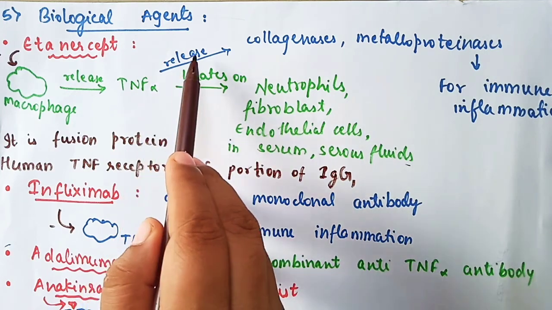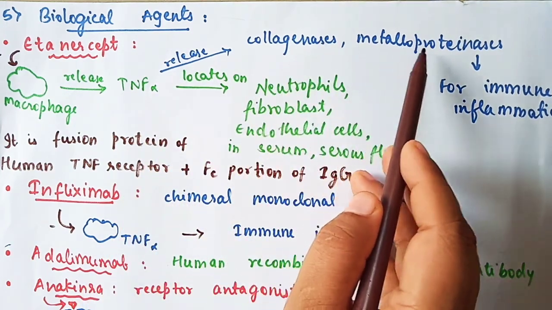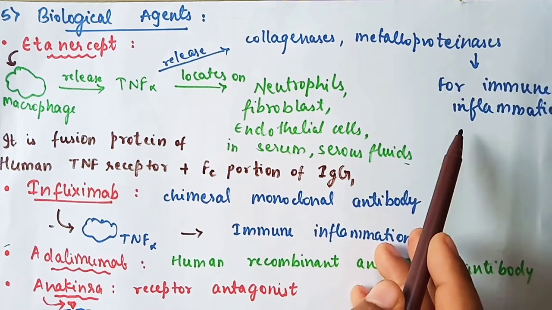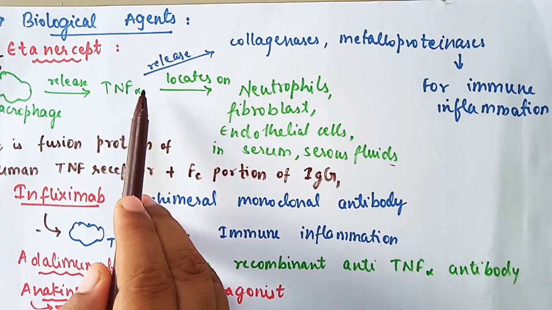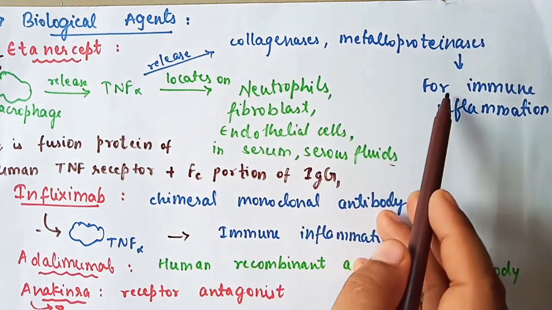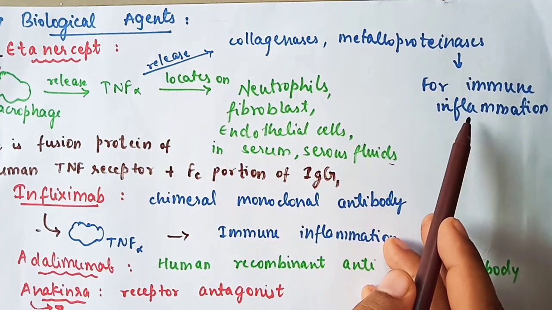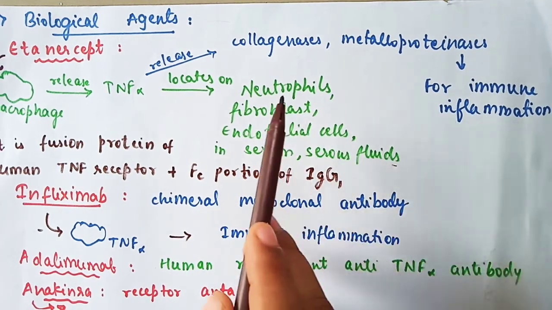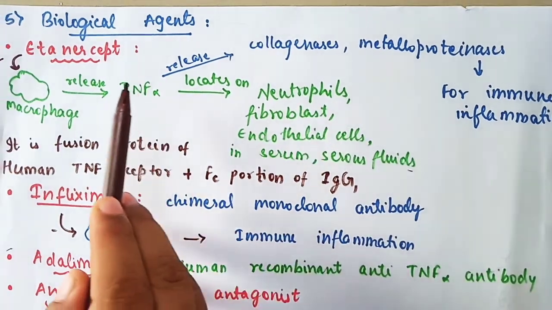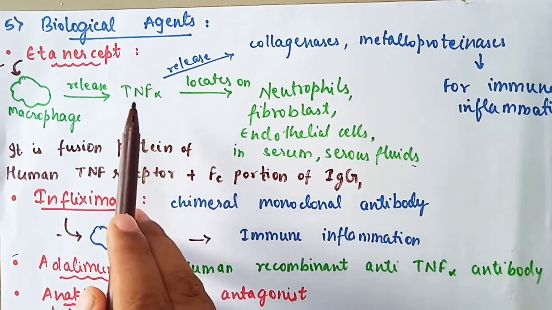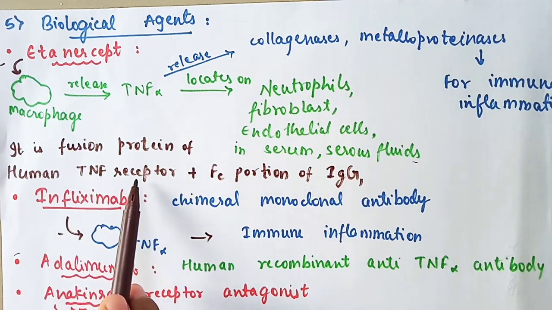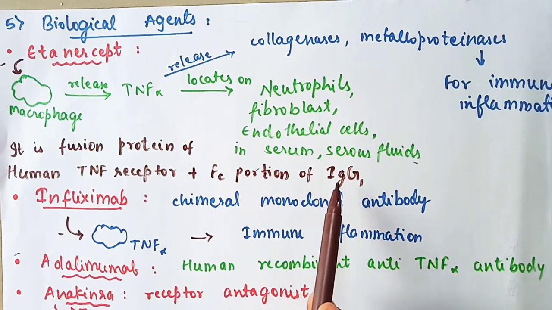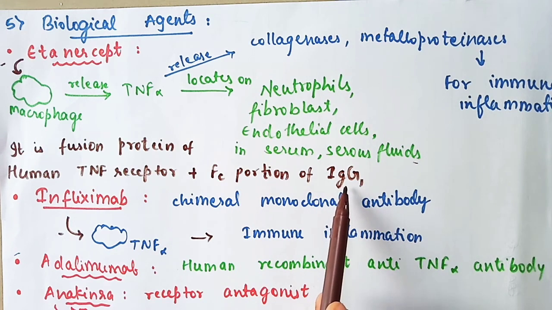Now TNF alpha also releases collagenase and metalloproteinase for immune inflammation. Since this TNF alpha is inhibited, no release of these enzymes and no immune inflammation would take place. That is, immune suppression will occur. So this etanercept causes TNF alpha inhibition. Basically, it is a fusion protein of human TNF receptor with the Fc portion of IgG1 immunoglobulin.